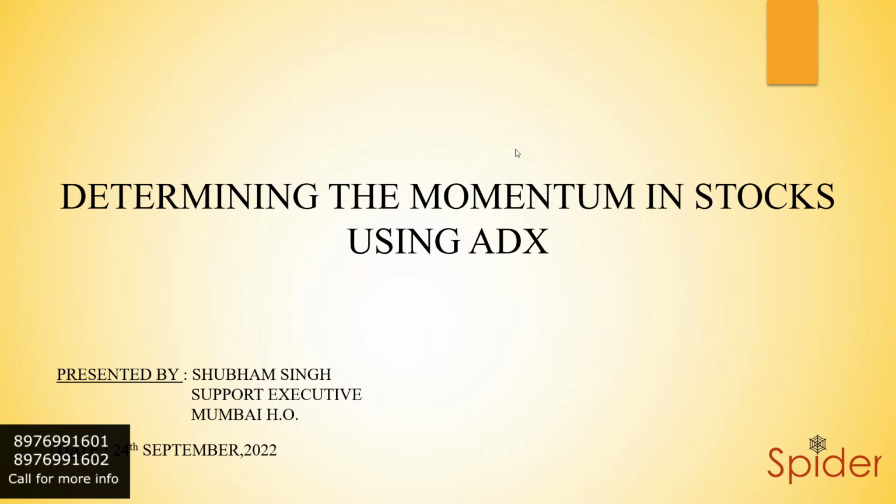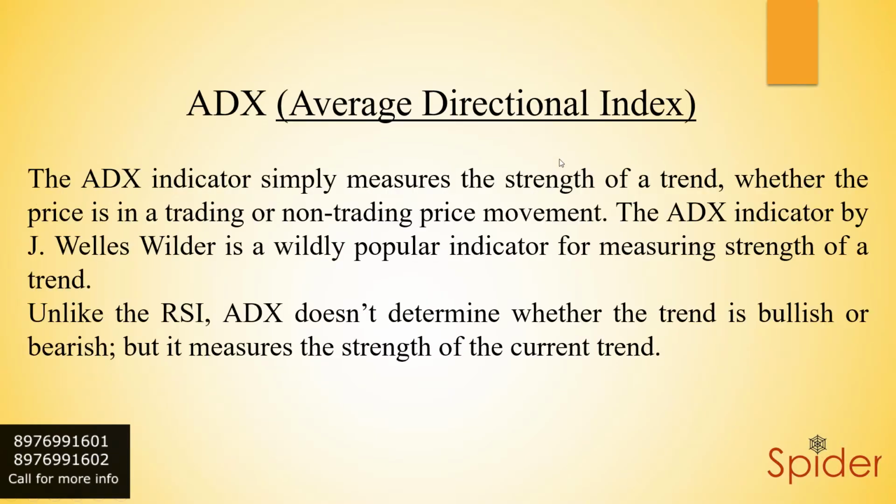If I move further in the slide, as you can see here, the ADX indicator simply measures the strength of a trend, whether the price is in a trending or non-trending movement. One more thing I would like to inform you before starting is that ADX just tells you the strength. But how will you find the momentum? There come two other factors, positive DI and negative DI. Basically, if you want to find the momentum, you have to combine two things, DMI and ADX.